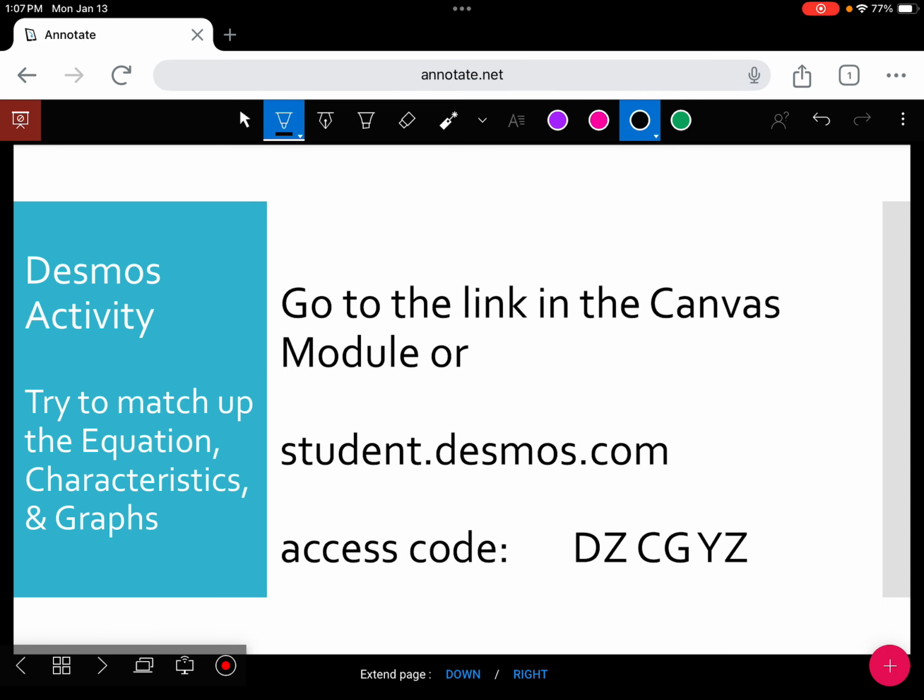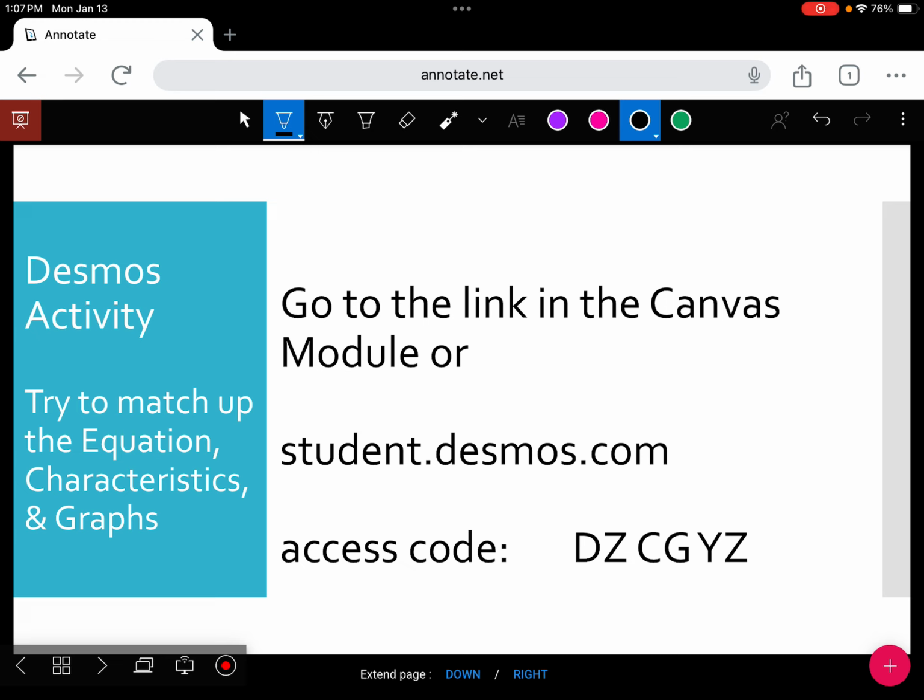it's actually on Desmos. So you can either go on the Canvas page in the module, there's a link to the Desmos activity, or you can go, and I think it works okay on your phone. It's not fantastic, but it does work okay. But if you got your computer, it'll work way better on student.desmos.com with this access code, or you can do /join/the access code, either way. But that's what we're going to work on for the rest of it.